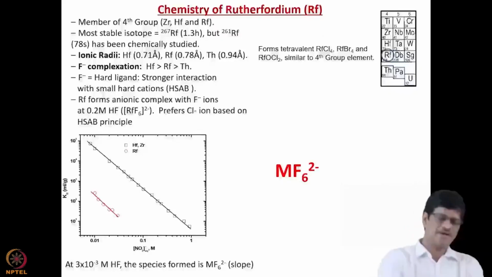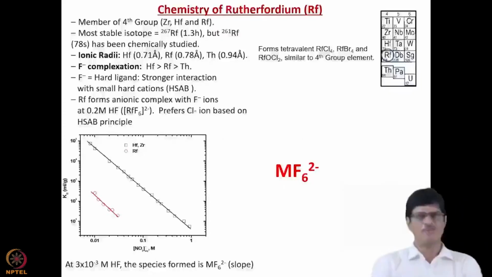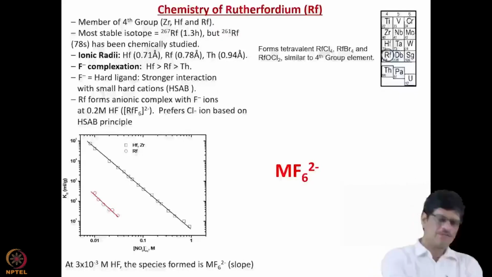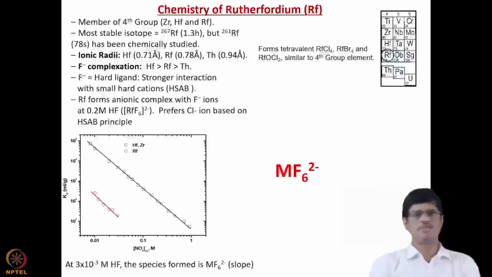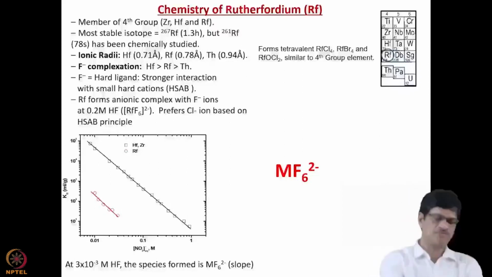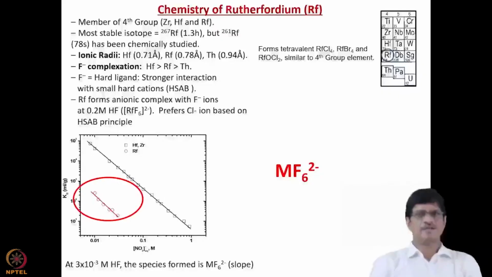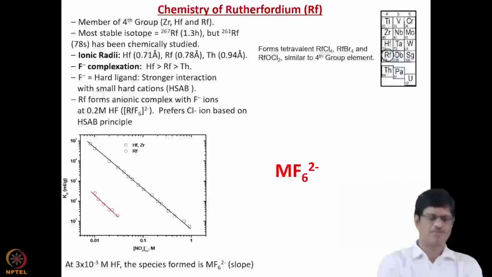And with increasing nitrate concentration, you find that this Kd value is decreasing with a negative slope of -2, suggesting that the extracted species is indeed MF6 2 minus. This type of species are formed, and with increasing nitrate ion concentration, this Kd value is becoming less and less. And the same type of species was also seen in case of rutherfordium. You have a slope of -2 here. So that suggests that the extracted species is MF6 2 minus in this case. And the chemistry of rutherfordium as shown here is similar to that of zirconium and hafnium.